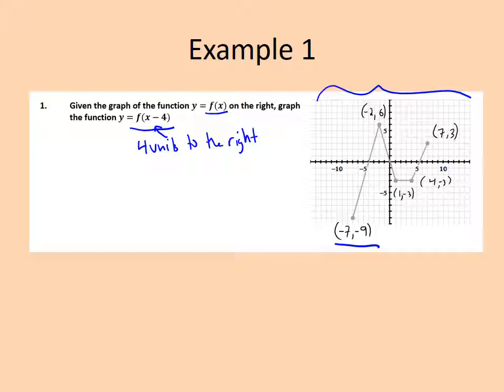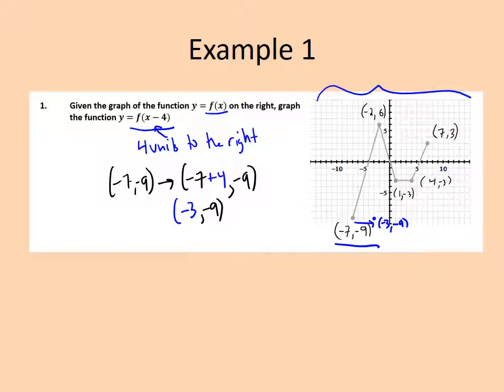So given the point -7, -9, we're going to add 4 to the x-coordinate. So we have -7 plus 4, and the y-coordinate is going to remain the same. So our newly transformed coordinate is -3, -9. We can see it down here on the graph. -3, -9. You can see it's moved 4 units to the right.